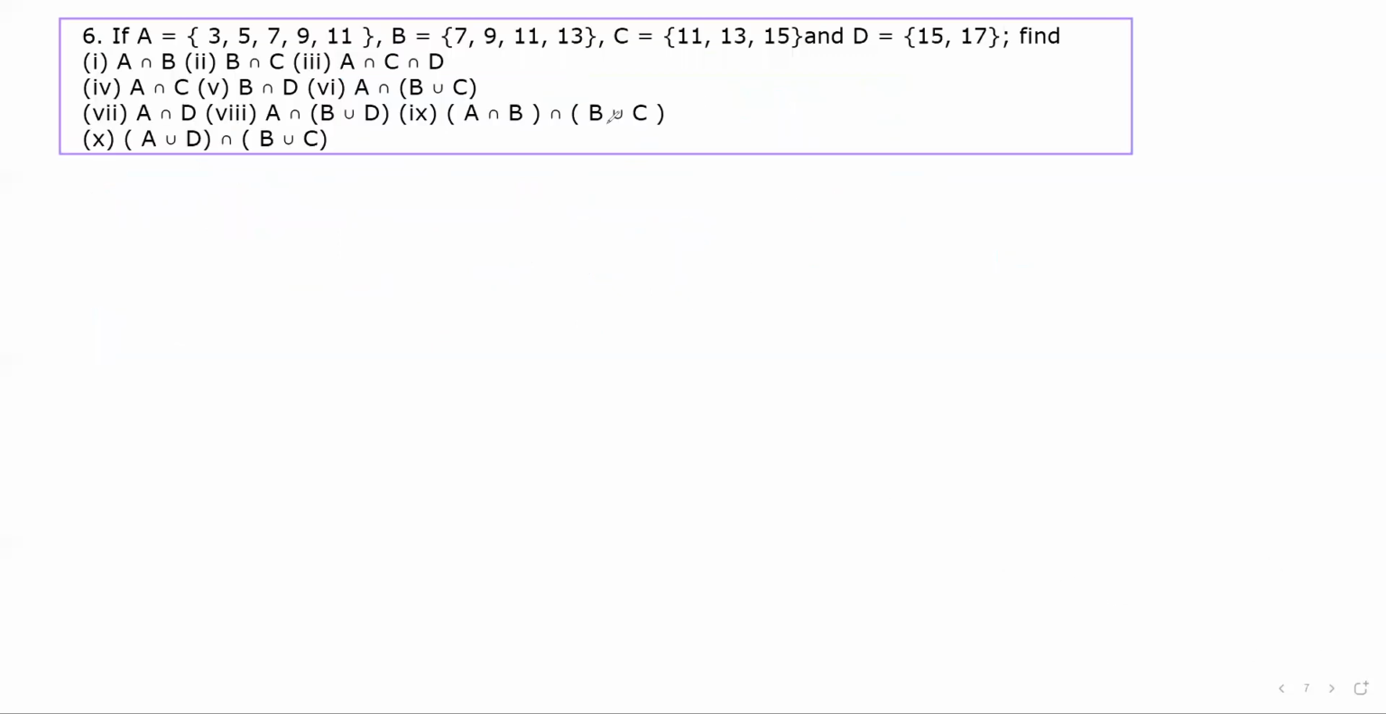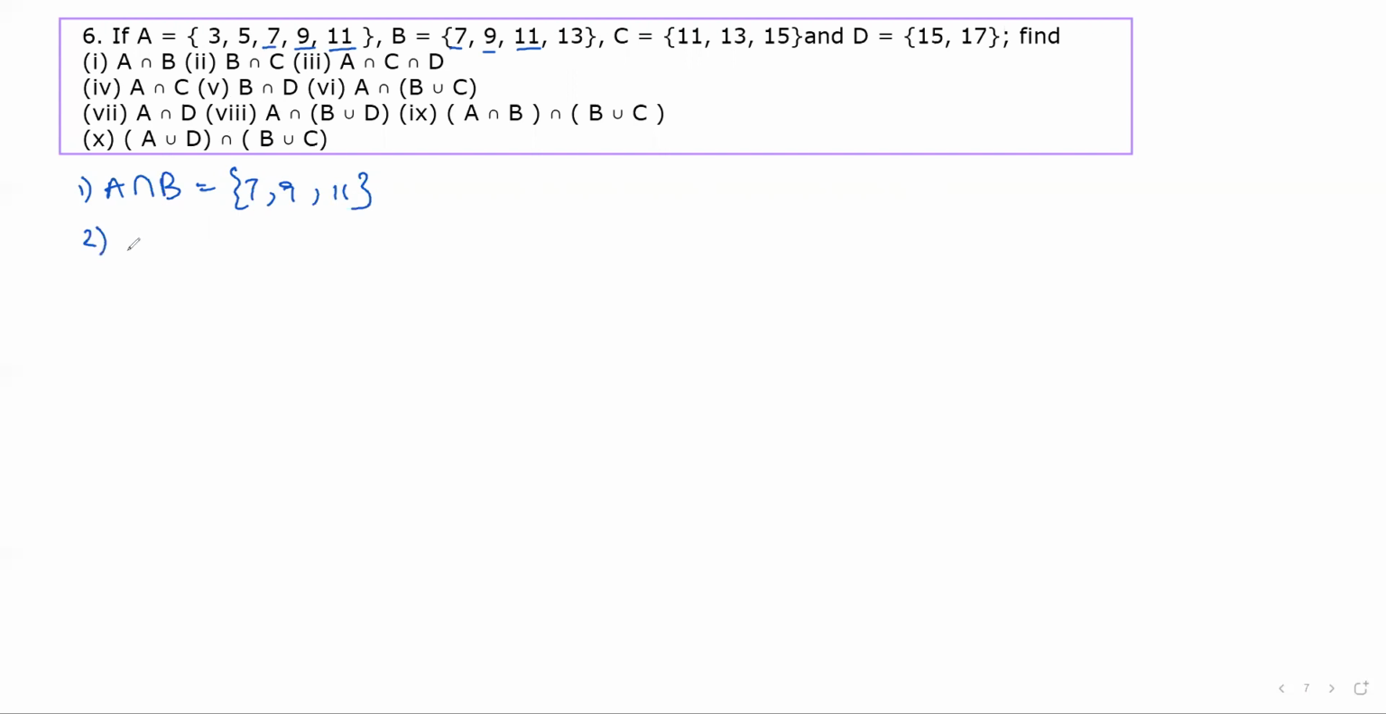Next. If A and B are given, and C and D are also given, find these values. First, A intersection B. Elements which are common between A and B are 3, 5, 7, 9, 11 and 7, 9, 11, 13. So 7 is common, 9 is common, and 11 is common. So it will be 7, 9, and 11.